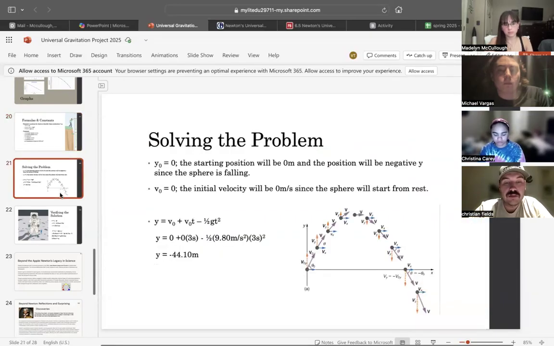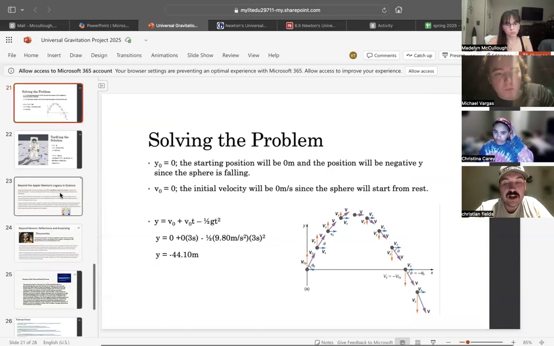5.3, solving the problem. The starting position will be 0 meters and the position will be negative y since the sphere is falling. The initial velocity will be 0 meters a second since the sphere will start from rest. Plugging in our values, we find that at 3 seconds, the object falls 44.10 meters.